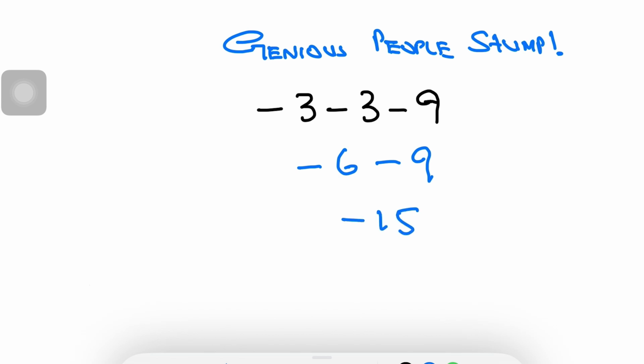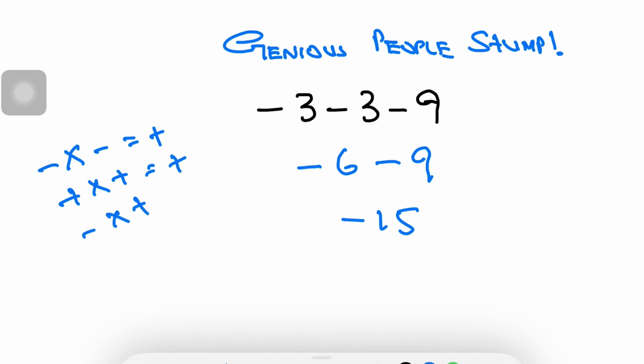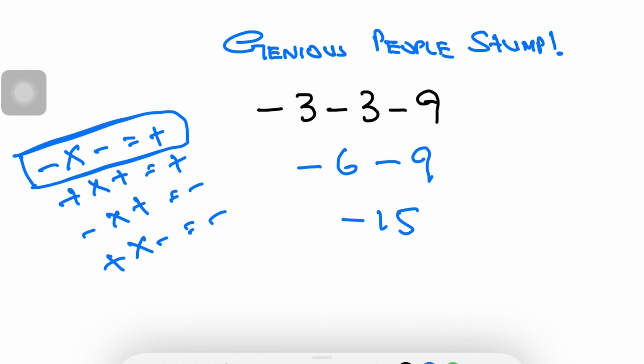So how? When minus multiply minus is equal to plus, plus multiply plus is equal to plus, minus multiply plus is equal to minus, plus multiply minus is equal to minus. So here we apply this trick: minus number with minus number, we add this number and write it with a minus sign. Minus 15 is the right answer.